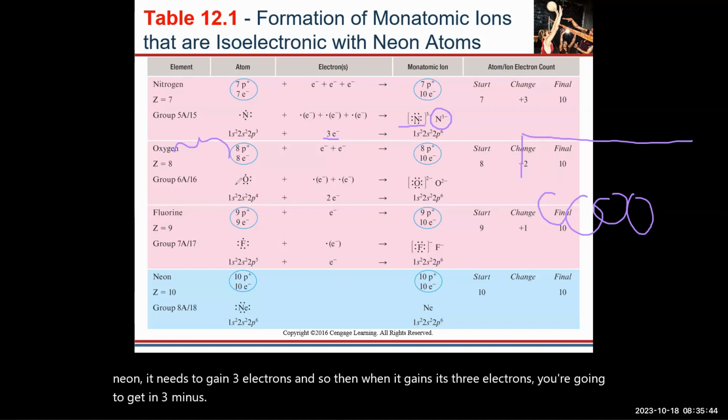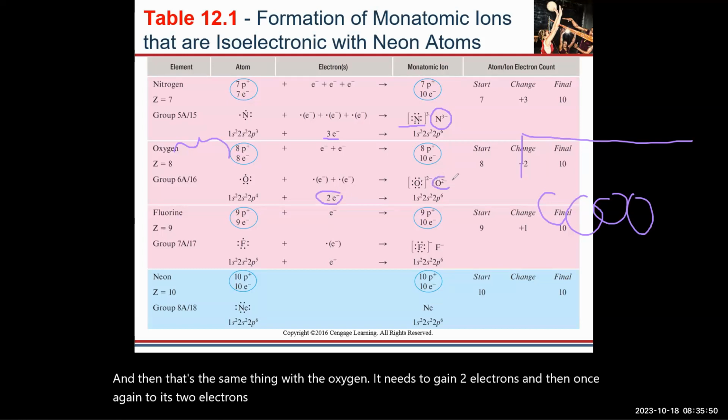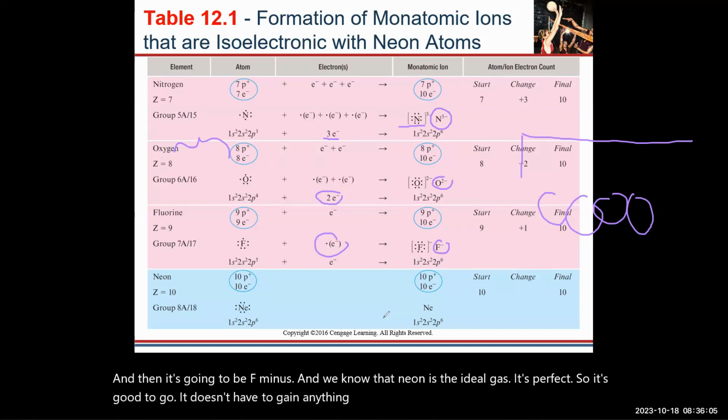And then it's the same thing with the oxygen. It needs to gain 2 electrons. And then once it gains its 2 electrons, it's going to be O2 minus. And fluorine needs to gain 1 electron, and then it's going to be F minus. And we know that neon is the ideal gas. It's perfect, so it's good to go. It doesn't have to gain anything. And it has 8 valence electrons around it.